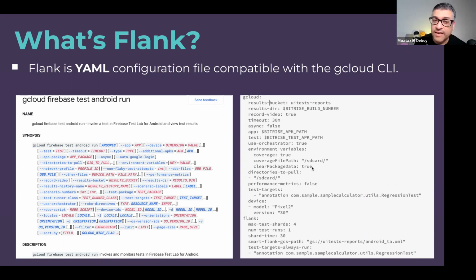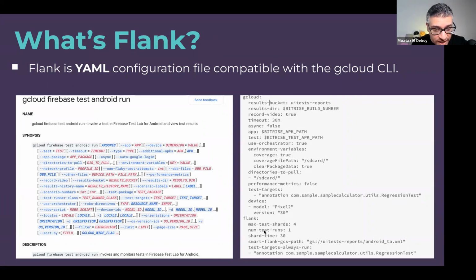Clear the package data before each test case, yes, because this will reduce the flakiness as well. And actually, when we are running with orchestrator, they are already running in isolation, not related to each other. Performance metrics, false. We don't need performance. Test targets: here you can add the annotation, or package, or a specific class, for example, and the device model and the version as well.